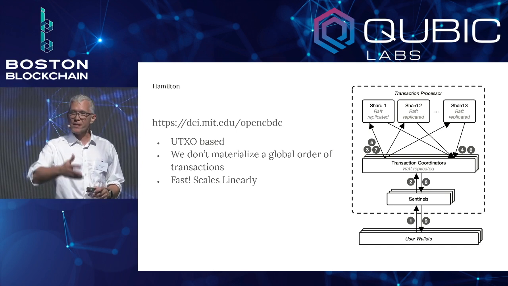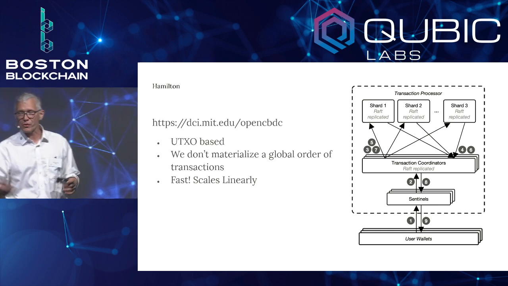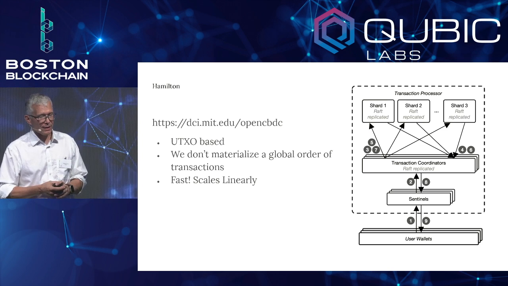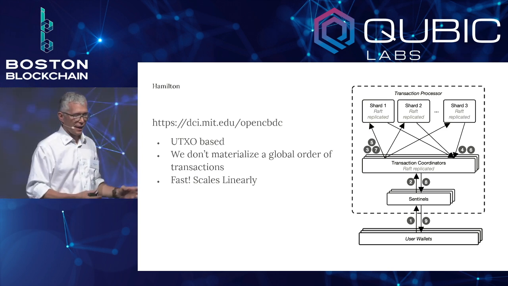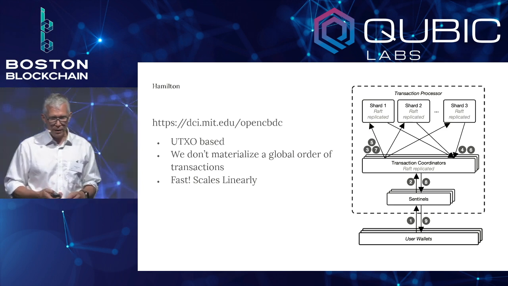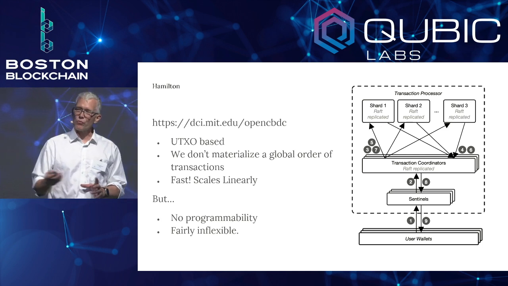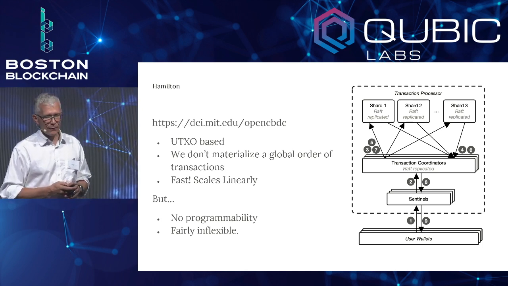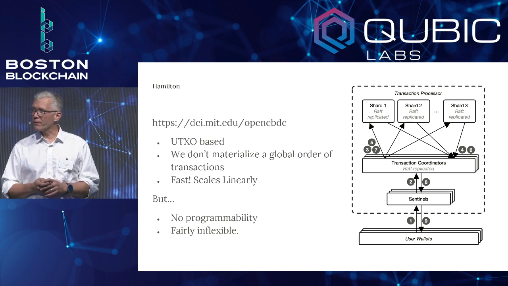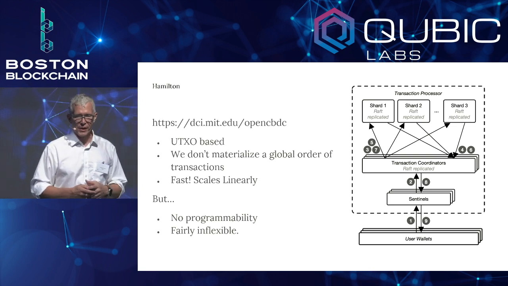So we built a system that doesn't materialize a global order of transactions, and that turns out to be able to scale linearly. What that means is, you want it to go faster, you throw more computers at it. And we basically did that. It has some negatives. Not really programmable, and it's fairly inflexible. We said, okay, great, we have this system that goes really fast. I think we did 1.7 million transactions a second with this one.